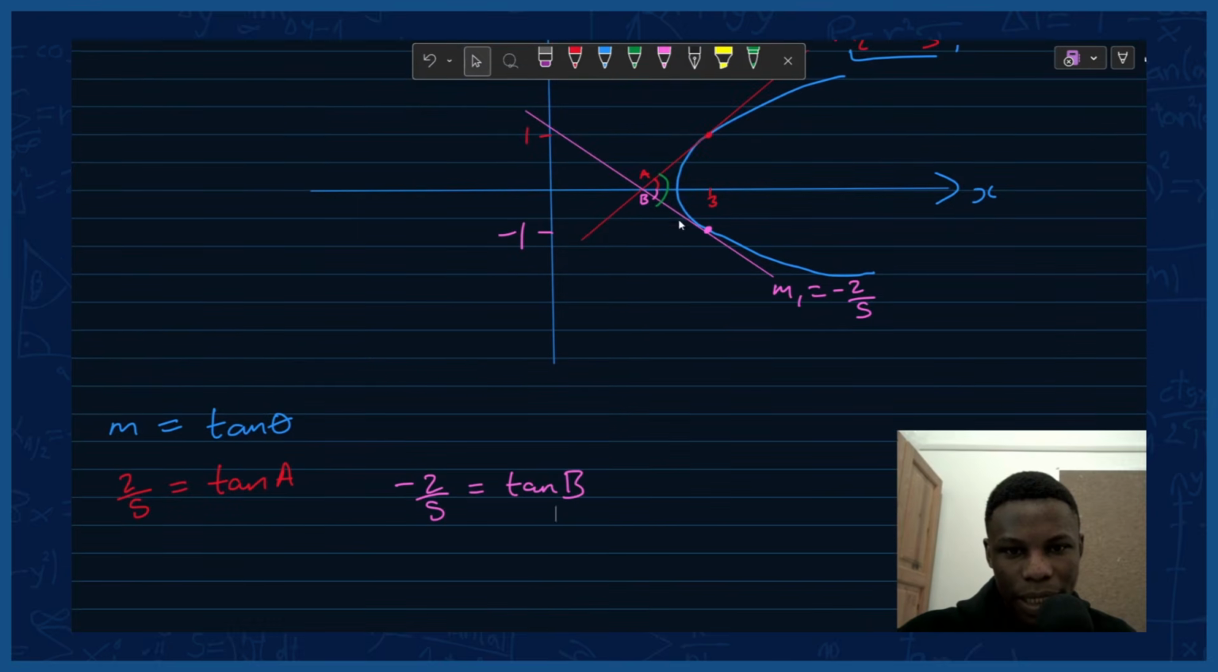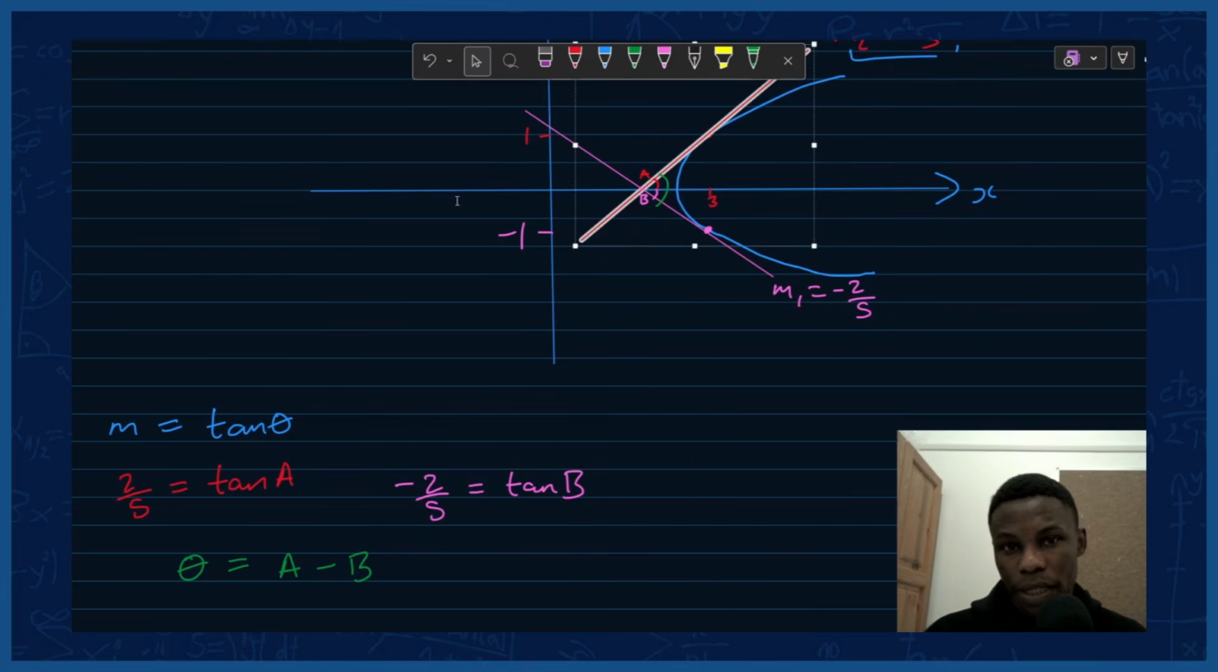But what we actually want is this green thing, that's theta. Or we can define it as theta. So theta is therefore going to be the difference between the angles formed by the two tangents, which is going to be the difference between A and B. So theta is going to be A minus B, because if I can find what A is and then subtract it from B, it then gives me the difference between the two.